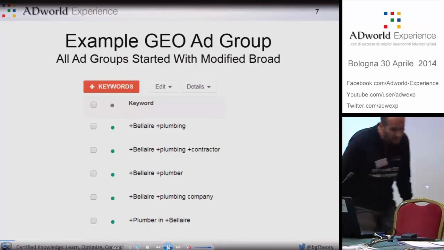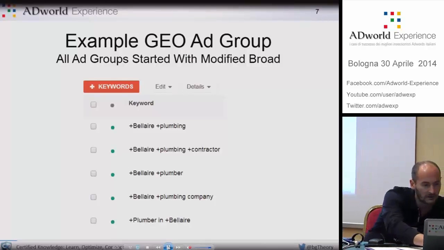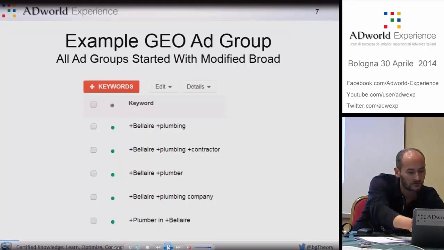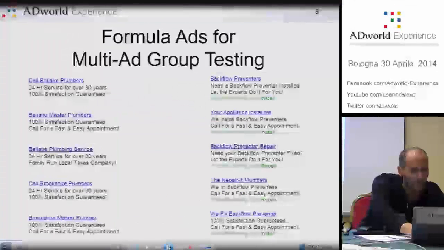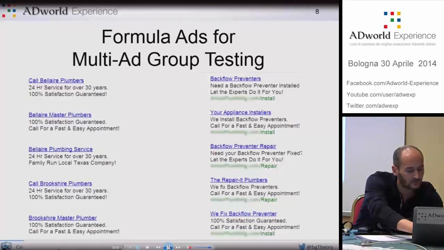We didn't worry about phrase or exact to start with, because they're a small business in not a very large geography. So we didn't want to worry about every possible combination to start. Let the data dictate that later on. Then for the ads, we knew we would never get huge amounts of search volume here. So we could never get enough data to test ad A versus ad B within a single ad group.